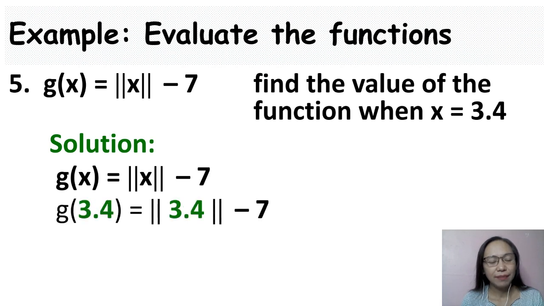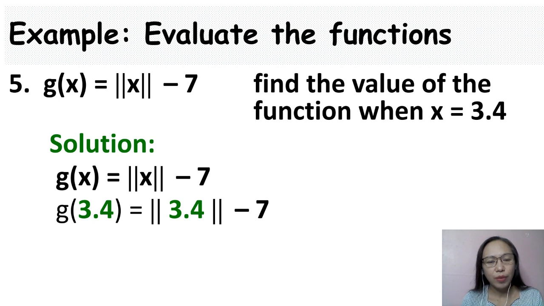So we have g at 3.4 equals the greatest integer function of 3.4 minus 7. You notice x is replaced with 3.4 here. And applying the rule for the greatest integer function, when you say 3.4, we have to get the lower integer.